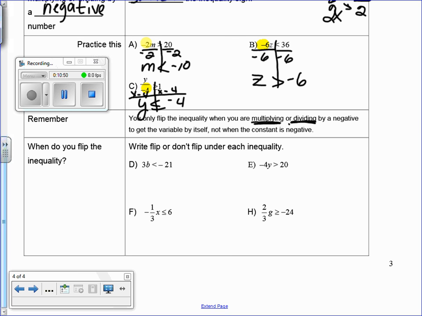So what I'd like you to do, please, all I want you to do, I don't want you to solve D, E, F, or G, or D, E, F, or H. What I want you to do is to write, flip, yes or no beside these. Do you flip it or do you not flip your symbol? Okay? Thank you.